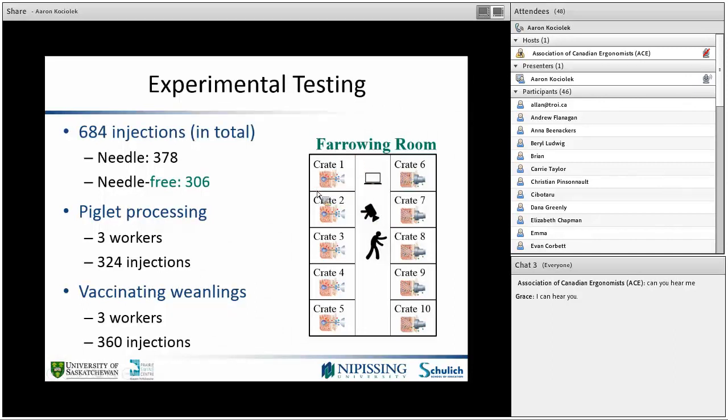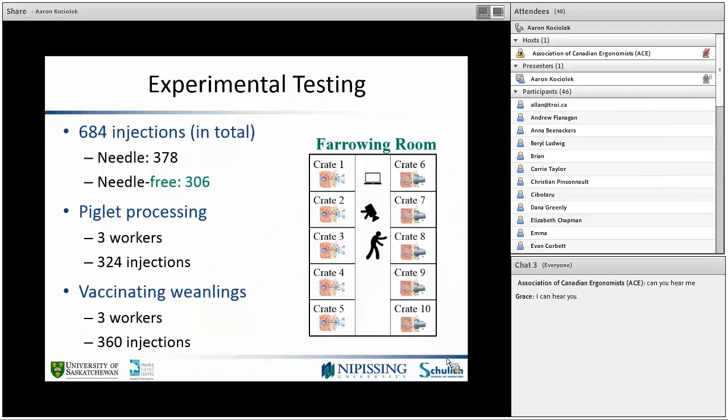And you can see we would use the needle injector in that first crate. They'd move through several crates using that one technology, the conventional needle injector. And then they would flip over and use the needle-free injector for the next 5 crates to match how many injections they were doing with each technology. So a repeated measures design here.